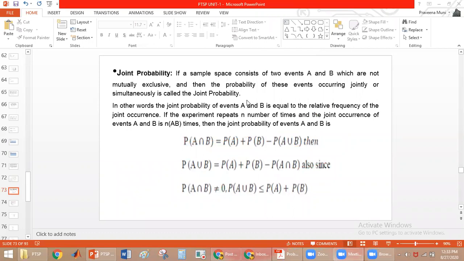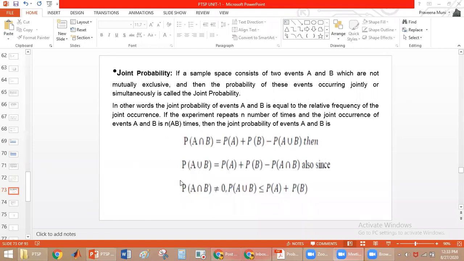So from the Venn diagram, we have shown that probability of A intersection B is equal to probability of A plus probability of B minus probability of A union B. Then probability of A union B is given as probability of A plus probability of B minus probability of A intersection B.